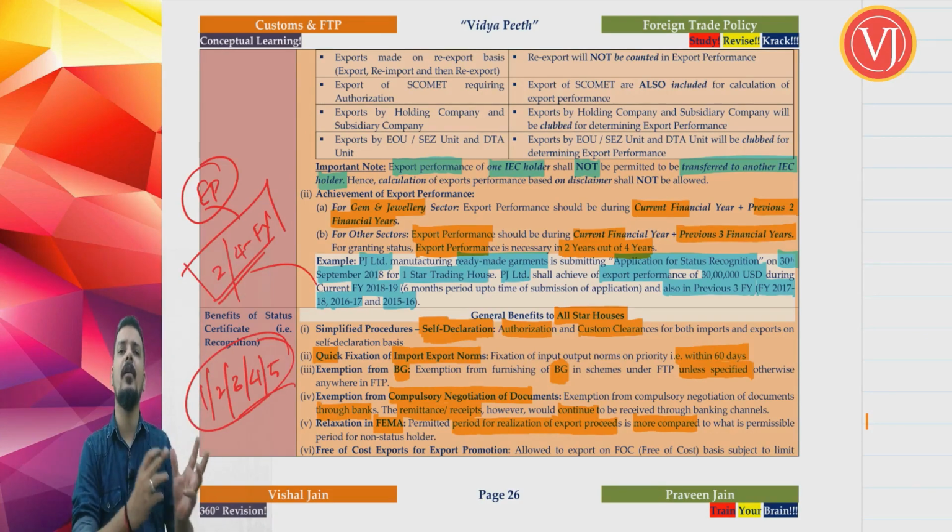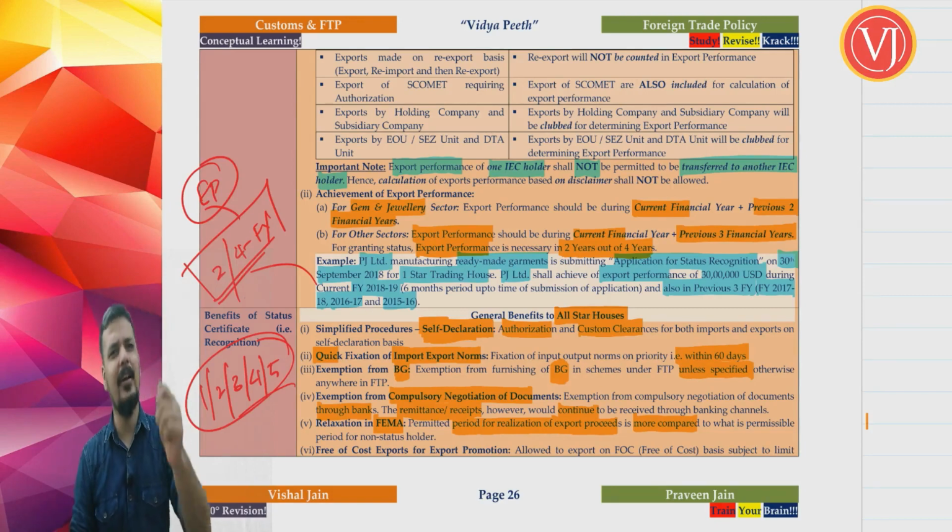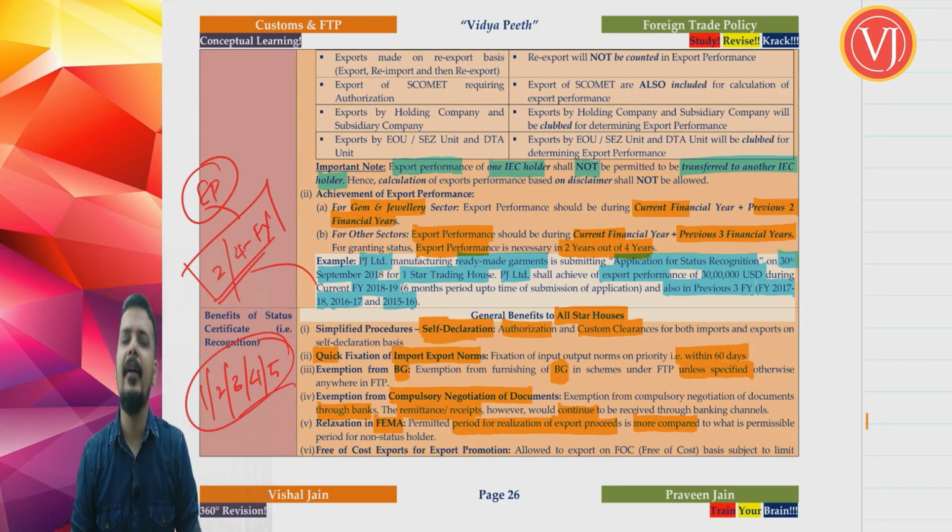So when you go for advance authorization or EPCG, you have to give bank guarantee, but if you are a star exporter, you don't have to give any bank guarantee. Just a letter of undertaking, just a simple letter will be sufficient. And normally if you are a normal exporter, a lot of documentation you have to route through your bank, including letter of credit. Now that is not required for a star house category. But obviously when you are talking about BRC, bank realization certificate, that is required even for a star house category. There is no relaxation for BRC even for a star house category.